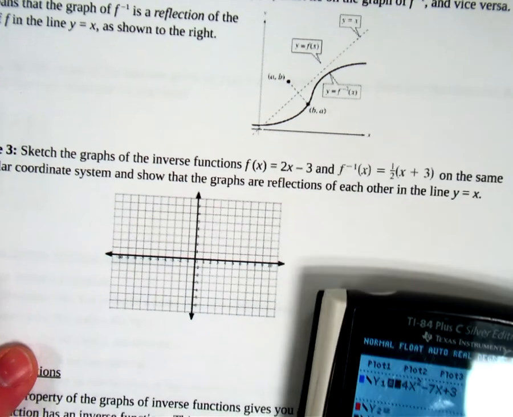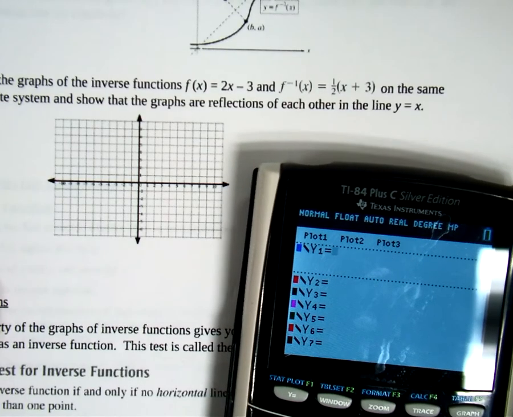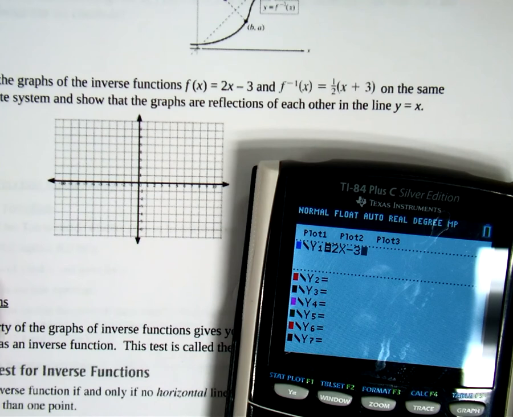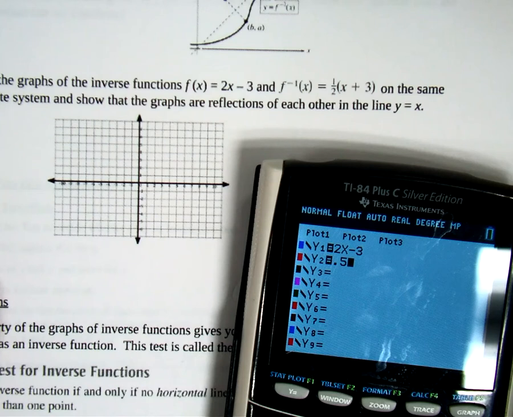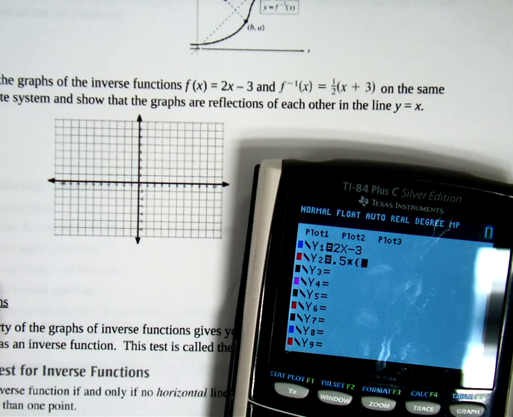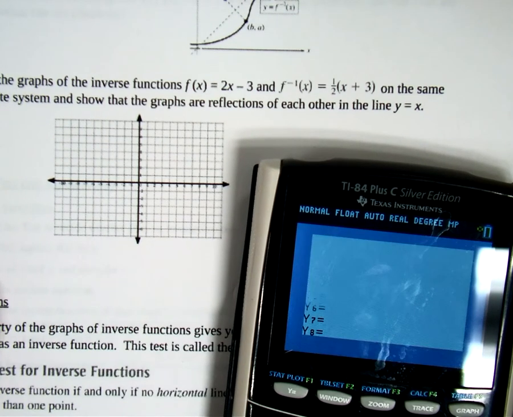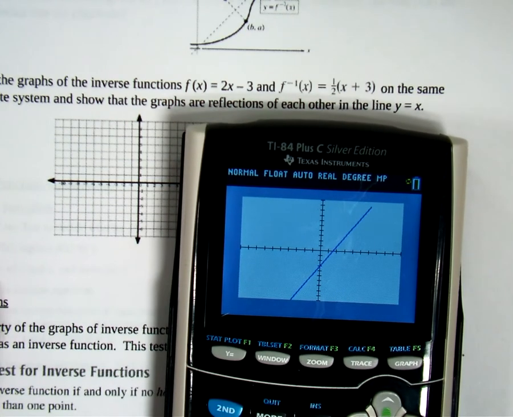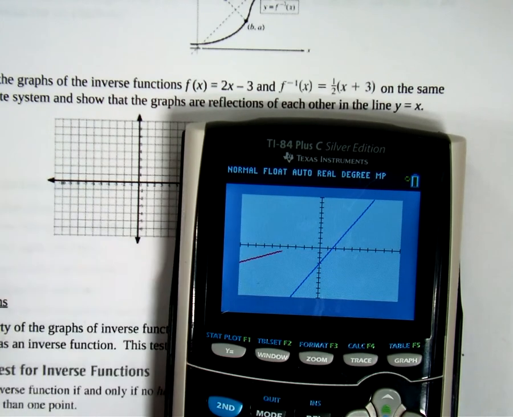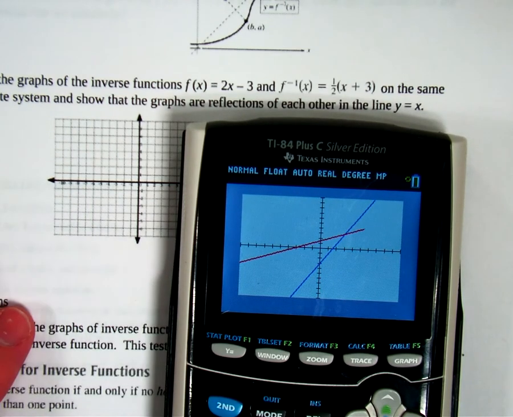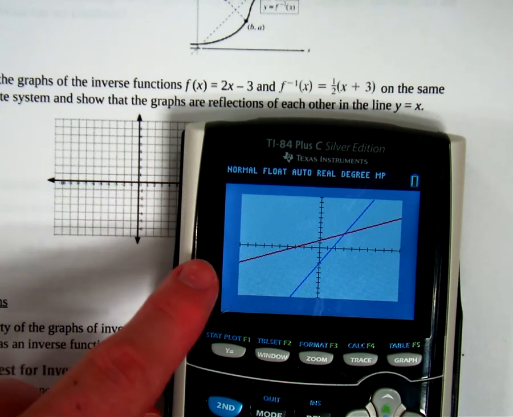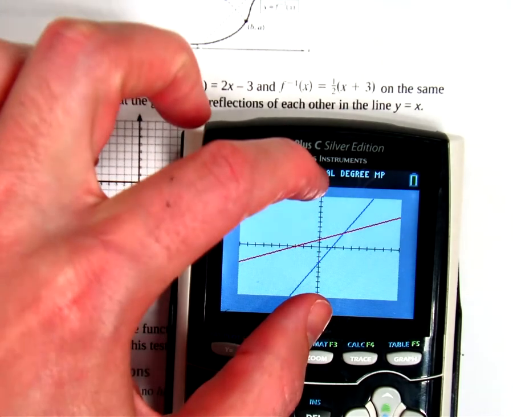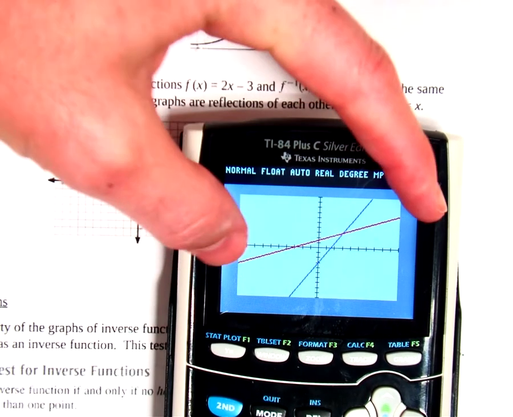So we have 2x minus 3 and 0.5 times parentheses x plus 3. Okay, there's that one. So the other one should be flipped up to here, probably somewhere. All right, and ours isn't going to look exactly perfect because negative 10 to 10 vertically is a lot. It's more scrunched than negative 10 to 10 horizontally, so mine's not going to be perfect.